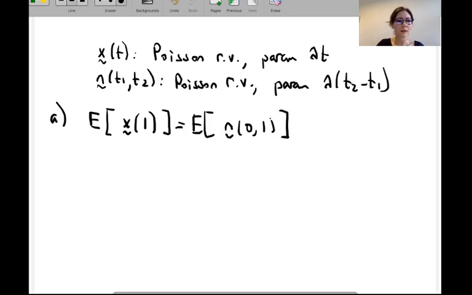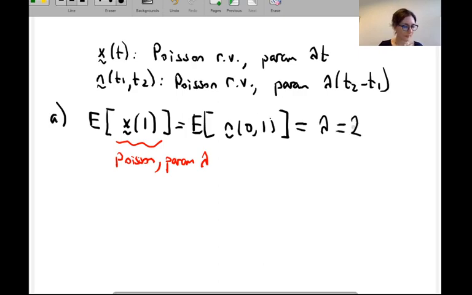Now we just saw that this is Poisson distributed. What is the parameter of this Poisson distribution? So what is the mu of this distribution? Well, it should be equal to lambda t, but t is 1 here. So the parameter is lambda. Now, we know that for a Poisson random variable with parameter lambda, its expectation is going to be lambda. And lambda is given as 2 in the question, so we get 2.